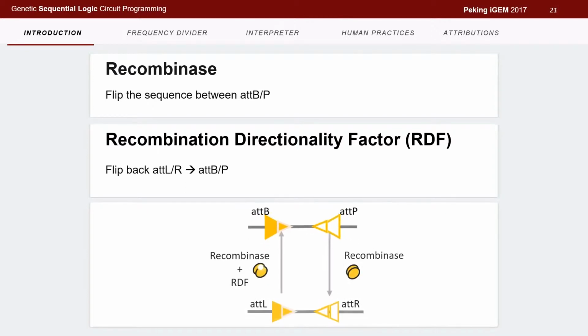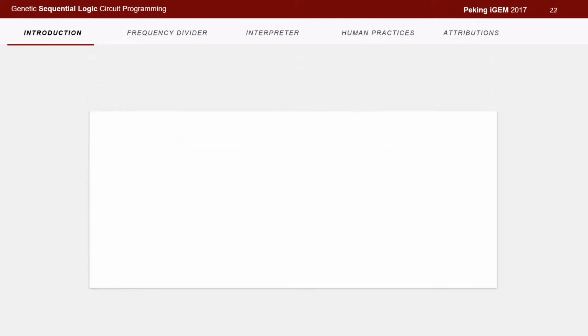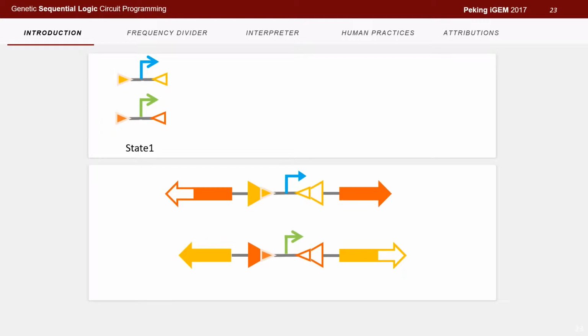We consider a genetic divider with two recombinases and recombinase-RDF fusion proteins on two strands. The proteins on one strand control the promoter direction on the other strand. Recording the status of promoter directions as states, we can realize the function of an electronic frequency divider.